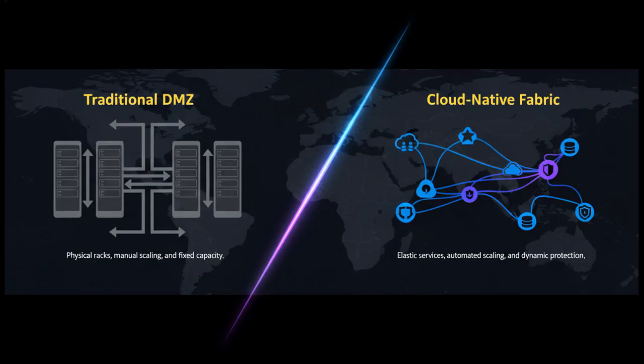So the real question is, how do you evolve your security posture? How do you get from that rigid on-premises world of physical firewalls with fixed capacity to the elastic, automated world of the cloud? Well, that's exactly what this architecture does. Think of it as the cloud-native version of your traditional DMZ. And today, we're going to build it.